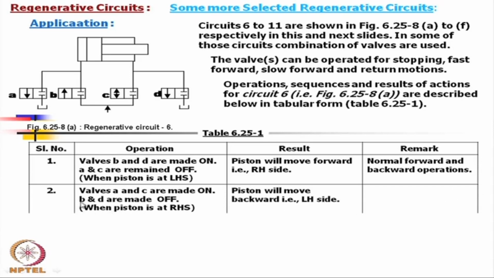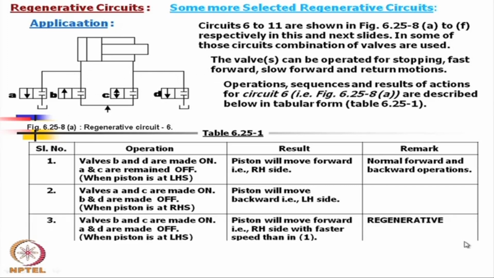Now, next the valves A and C are made on and B and D are off. Then the piston will move backward, that is, to the left hand side. So, what have we made? We have made A and C on, this is on as well as A. So, oil is going in these directions, this is closed. So, oil cannot flow in these directions and oil has to go back to the tank. So, again normal return operation.